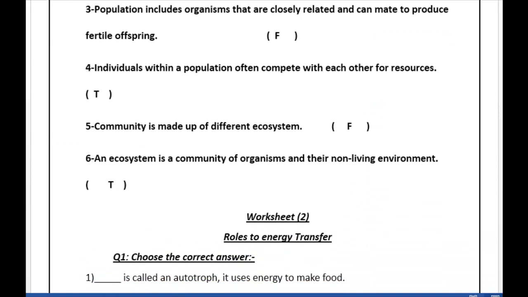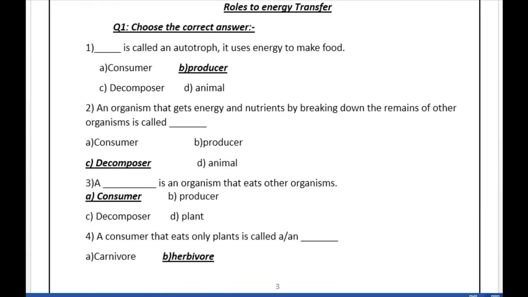False. Number 4, individuals within a population often compete with each other for resources. True or false? True. Number 5, community is made up of different ecosystems. True or false? It will be false. An ecosystem is a community of organisms and their non-living environments. It will be true.